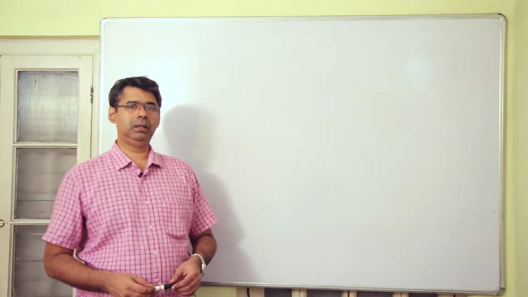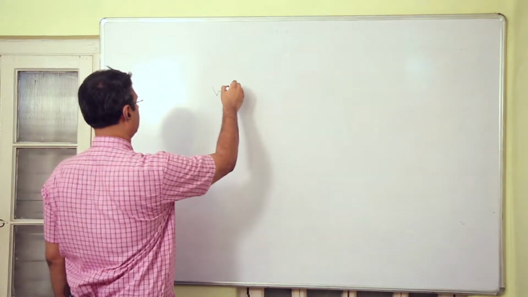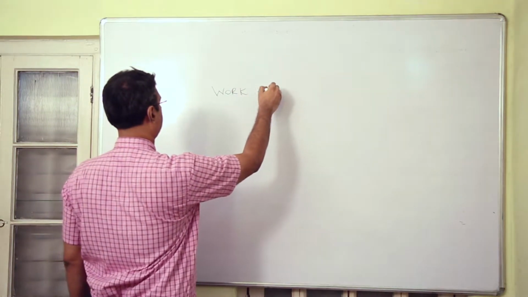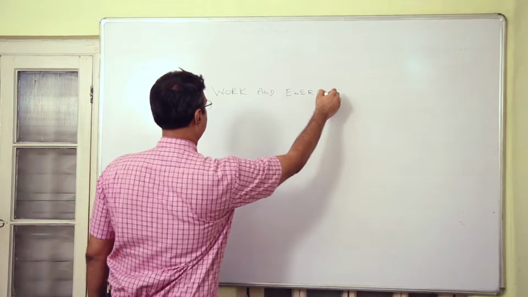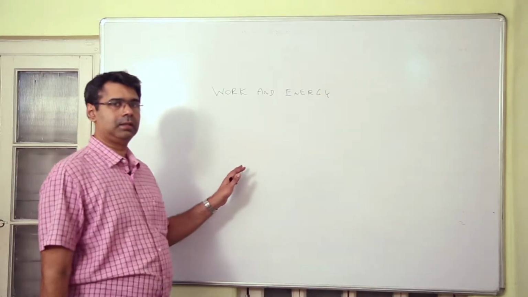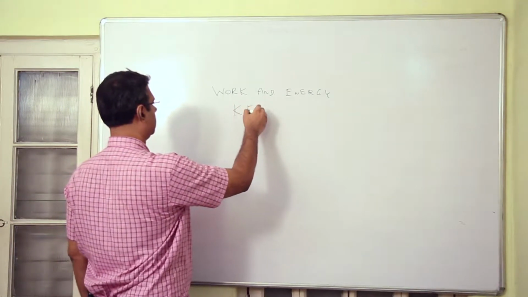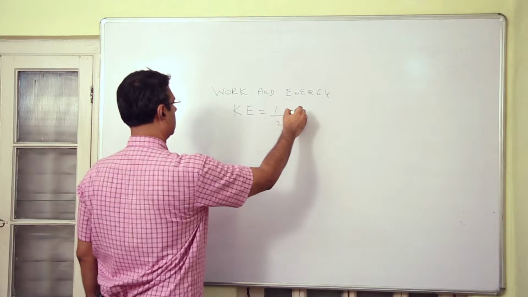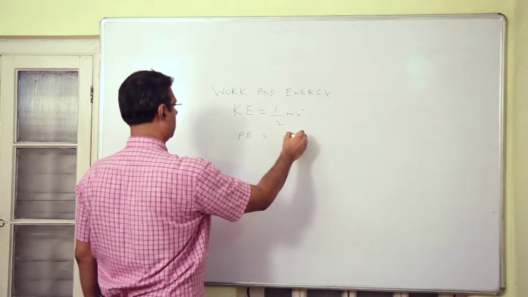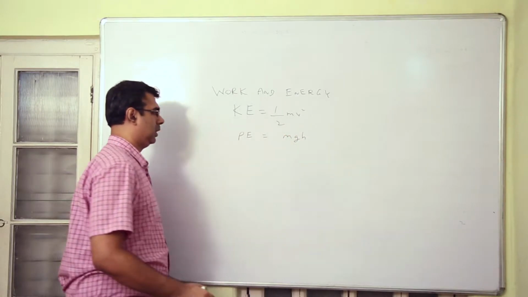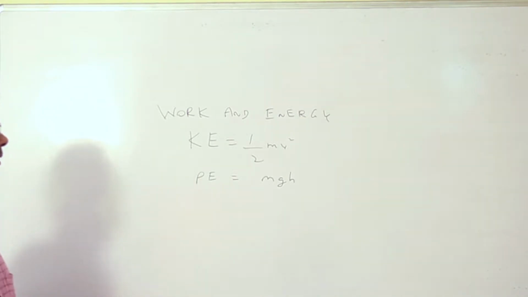Today we will be doing work and energy. In your lower classes, class 9 and class 10, you have seen these two formulas. Kinetic energy equal to half mv square. Potential energy equal to mgh. You have seen these two formulas in your lower classes.